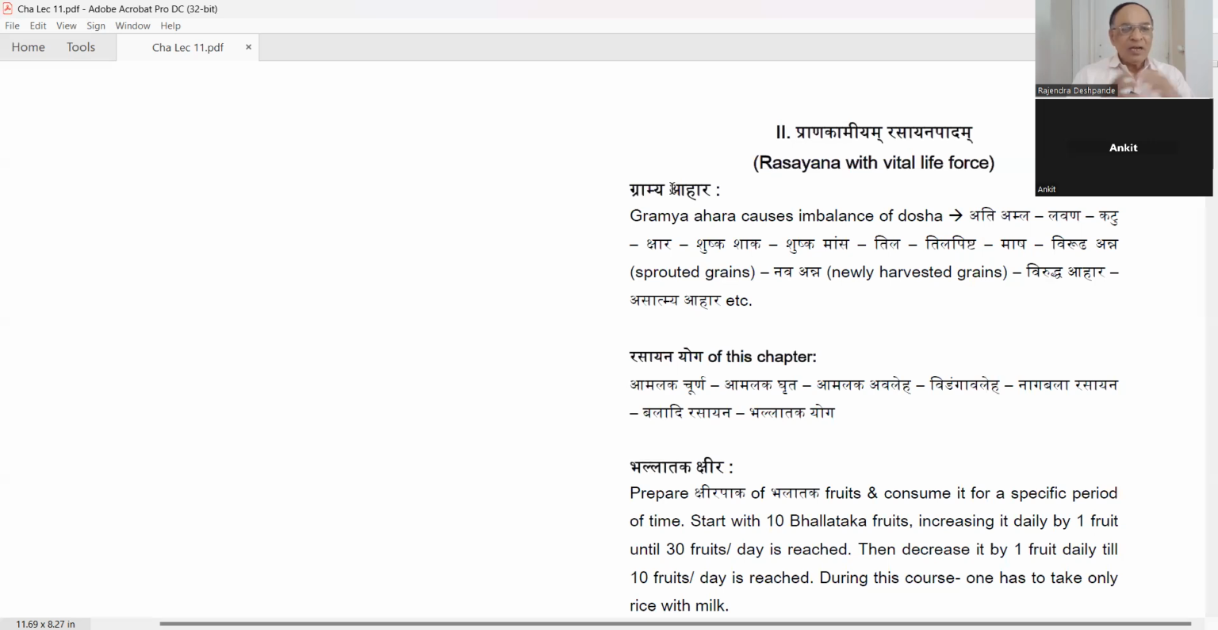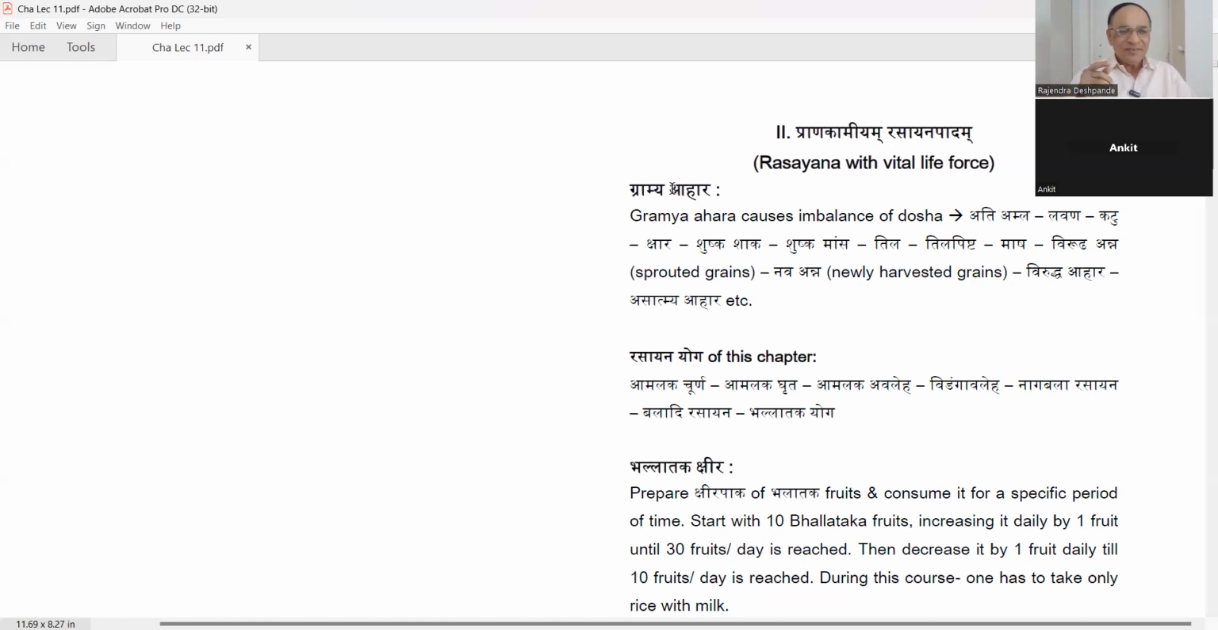Then in this chapter, in the Pranakamiya Rasayanapad section, you will get Amalaka Ghrita. Please write down: Amalaka means avla, medicated ghee, Amalaka Ghrita. Then Amalaka Avaleh. Avaleh is a jam. Amalaka Avaleh from avla, like Chyawanprash, but Chyawanprash is different. Then Amalaka Churna, powder. Just write down the keywords fast. Vidang Avaleh. Vidang, anti-helminthic. Then Dvitiya, the second formulation, Amalaka Avaleh, a second type of jam from avla.